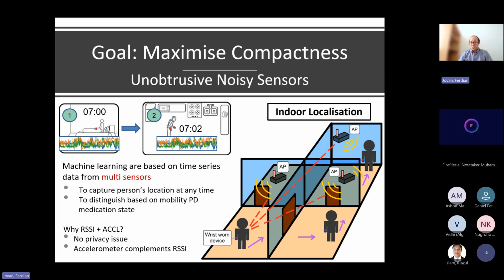So why do we use this signal strength? A wearable worn by a person will receive signal coming from multiple access points, as shown in this picture. If you monitor this signal strength, the closer the wearable is to the access point, the higher the signal is.